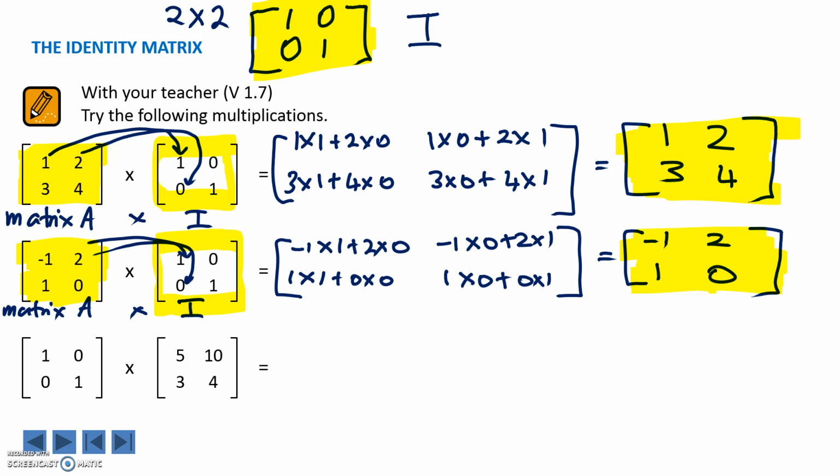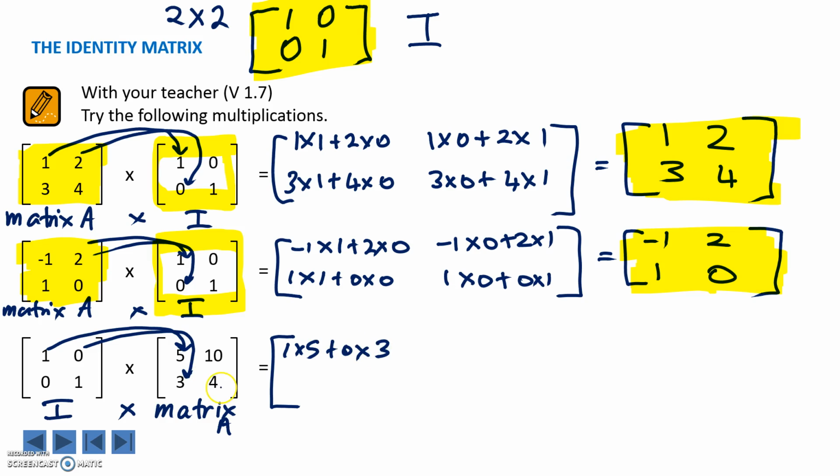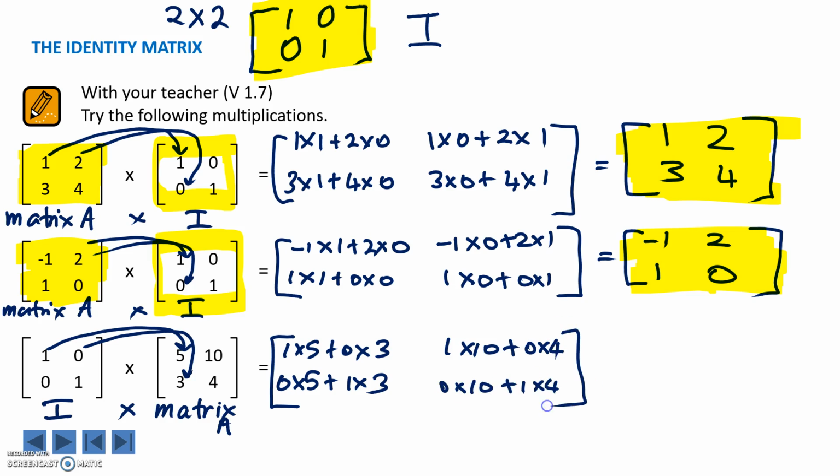Okay. Let's have a look at a similar but different example. This time we're going to put the identity matrix first. So here's I, and then we're going to multiply it by, we'll call it matrix A again, and see what actually happens. So 1 times 5 plus 0 times 3, and then we'll do the first row by the second column again. Second row by the first column, and the second row by the second column. And solve.